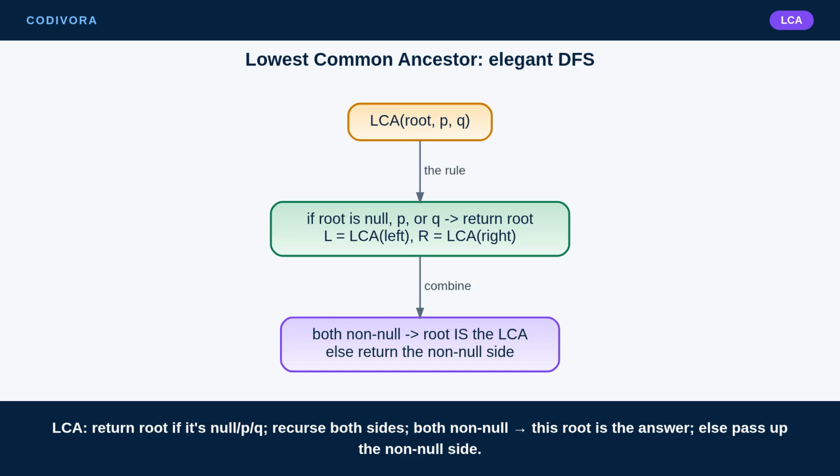One more classic that shows DFS elegance: lowest common ancestor. The rule: if the current node is null, or is P, or is Q, return it. Recurse both sides. Now combine. If both sides return something, P and Q live in different subtrees, and this very node is their meeting point, return it. Otherwise, pass up whichever side was non-null. 5 lines, and it reads like the logic itself. I found them on both sides, so I'm the answer. That's the beauty of thinking in subtrees. The code becomes a statement of fact about the node.